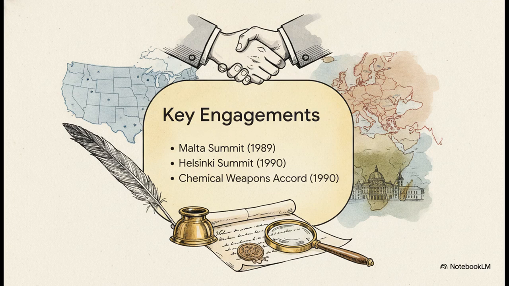And this brilliantly illustrates how he put that blueprint into action. We're talking high-stakes, direct engagements. You've got the Malta Summit in 1989, the Helsinki Summit in 1990, and the Chemical Weapons Accord. He was using that deep intelligence background of his to actively negotiate the peaceful end of the Cold War. He was accurately reading his adversaries and carefully managing global anxieties. He wasn't just watching history happen, he was actively writing its terms.